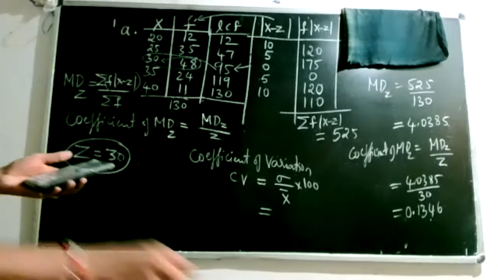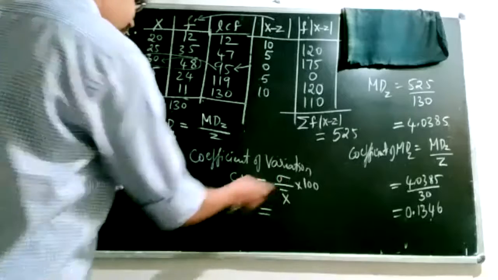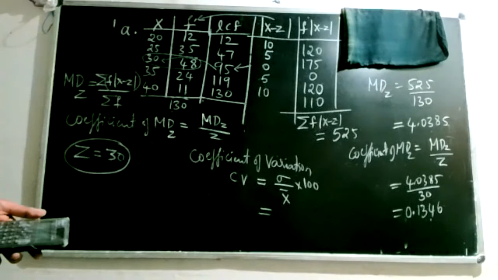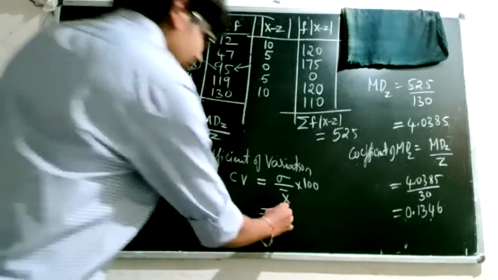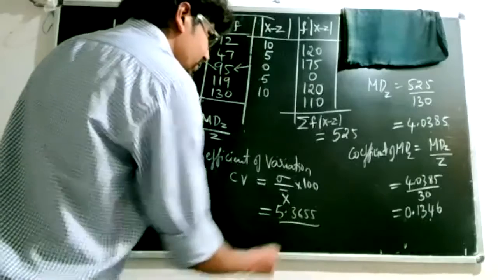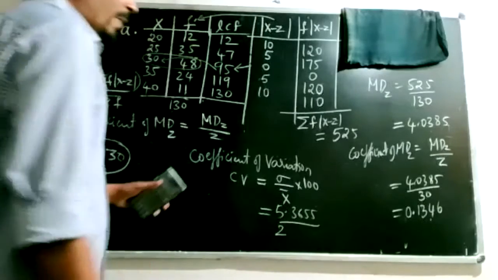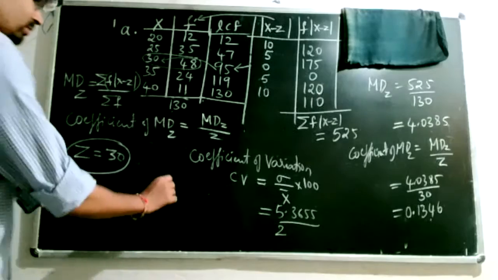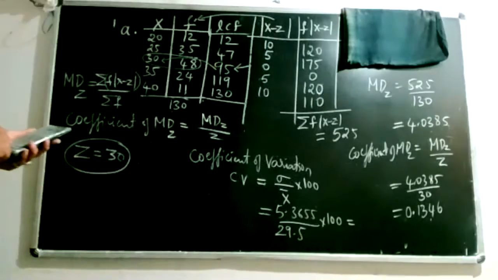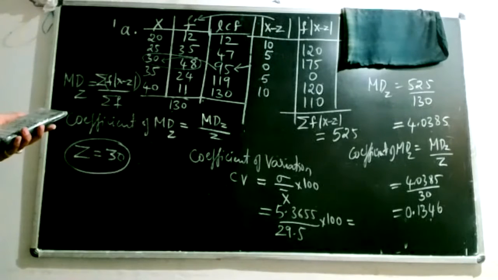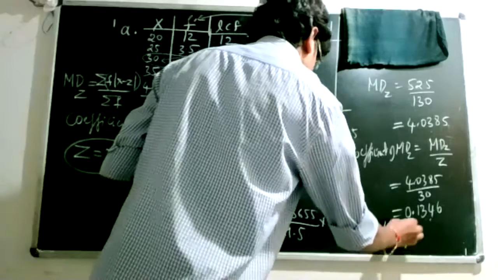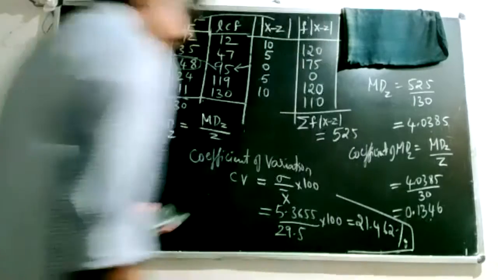So we have standard deviation, we have mean. How much was standard deviation? Can you give me the value of standard deviation? And also the mean. Standard deviation is equal to 5.3655. Mean, X bar, is 29.5. So 5.3655 divided by 25 into 100 is 21.46%. So that is the value of C.